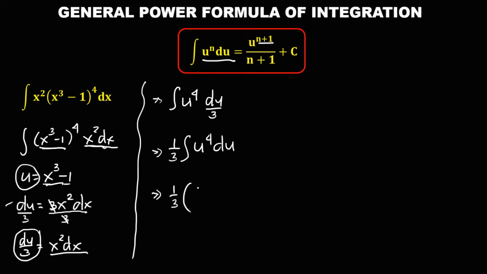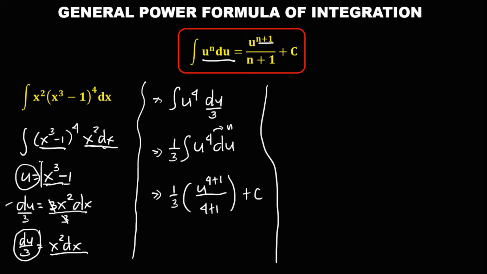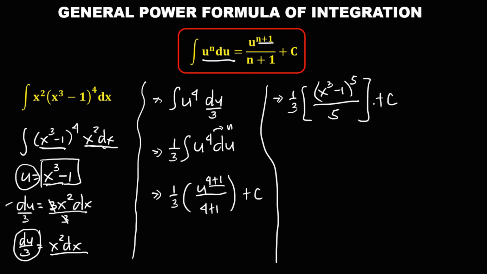plus 1, so times u to the power 4 plus 1, because n is equal to 4, then over 4 plus 1, then plus c. Then substitute now the value of u, that's x to the power 3 minus 1. So we have 1 over 3, then times u, which is x to the power 3 minus 1, then to the power 4 plus 1, that's 5 over 5, then plus c.